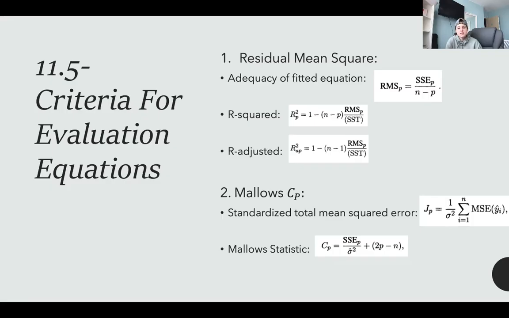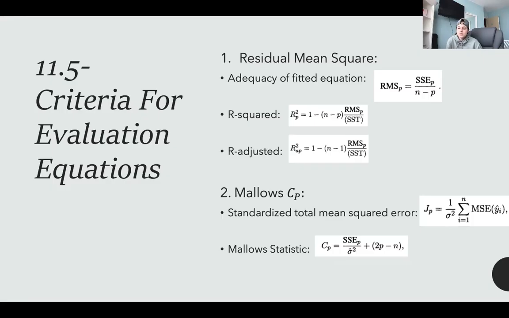The Mallow statistic is denoted by C sub p, and we're going to find that by our SSE sub p value, divided by sigma squared hat, plus 2 times p, minus our n value. The Mallow statistic measures the performance of the variables in terms of the standardized total mean square error for the observed data points. So this takes into account both the variance and the bias.